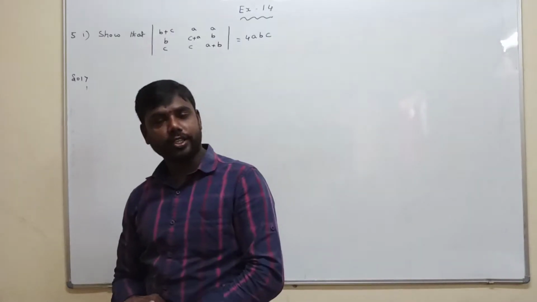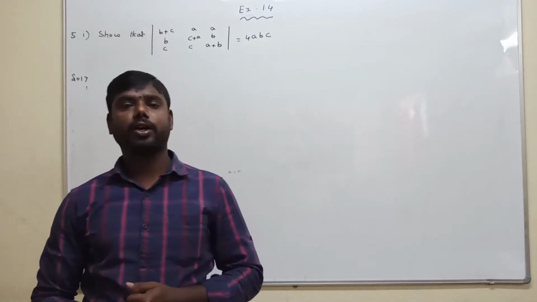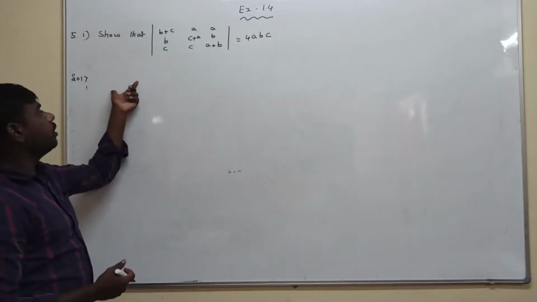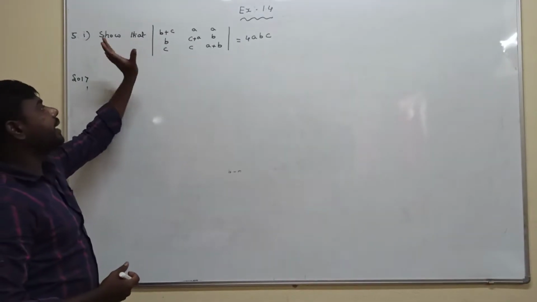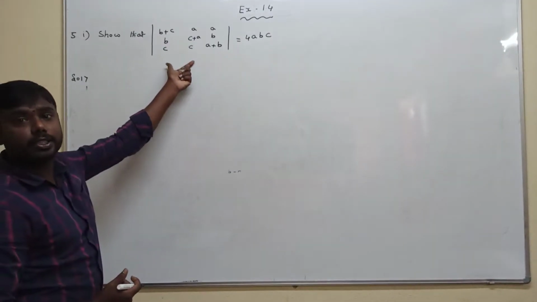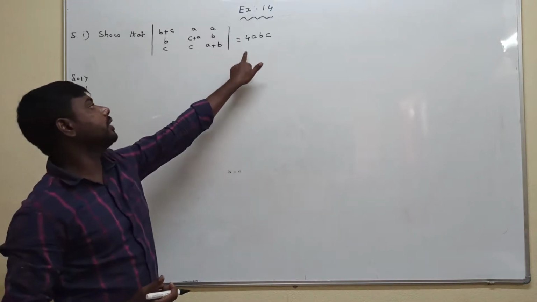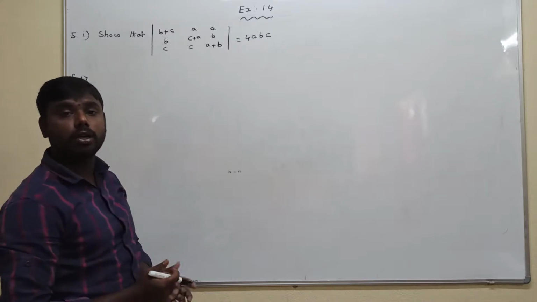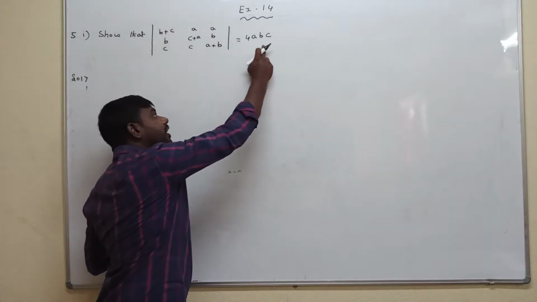Very good afternoon, students. Today we are discussing question number 5. Question number 5 says to show that, which means take the left hand side determinant to prove the RHS value. So now we are taking the left hand side determinant and proving the RHS value.